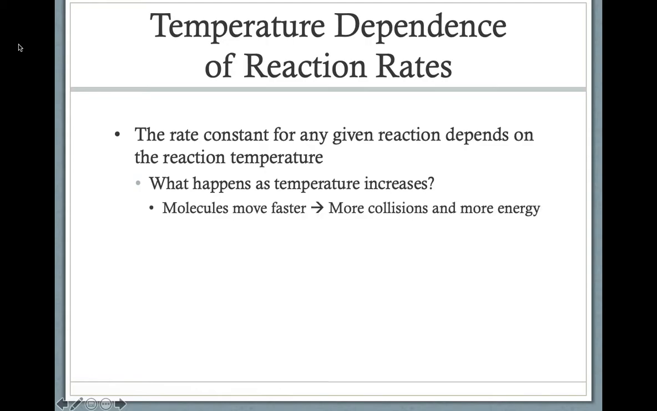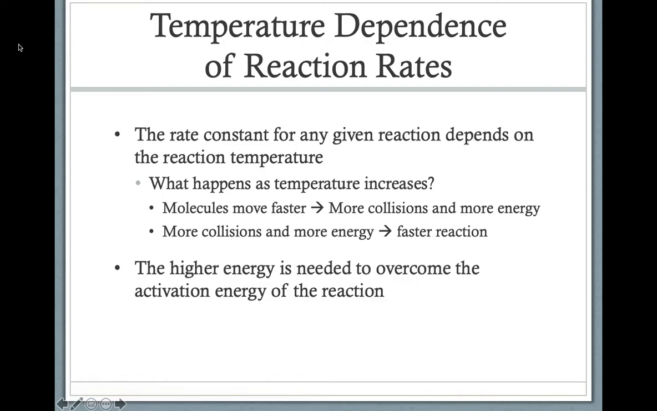From a molecular picture, in terms of why that happens, as your molecules move faster, there are going to be more collisions between those molecules that have more energy. One of the things we're going to see in just a moment is that for basically any reaction to happen, you need to have molecules collide, and they need to have enough energy when they collide to cause a reaction to occur. So more collisions with more energy means it's more likely to have collisions with enough energy for the reaction to happen, which means the reaction should go faster. That's the quick molecular picture of why higher temperatures should cause faster reactions.